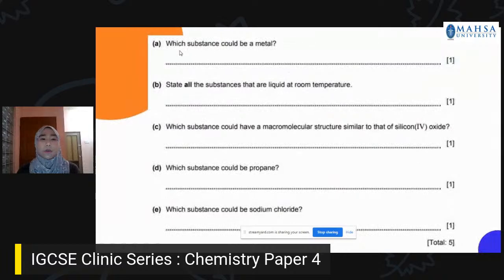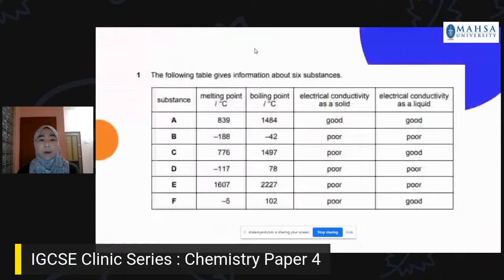The first question: which substance could be a metal? When you are talking about metal, you know that metal has a metallic bond. Metallic bonds have a high melting point as well as a high boiling point. So if you're referring here, you can directly eliminate B, D, and F. From B, D, and F eliminated, you have A, C, and E as your options.